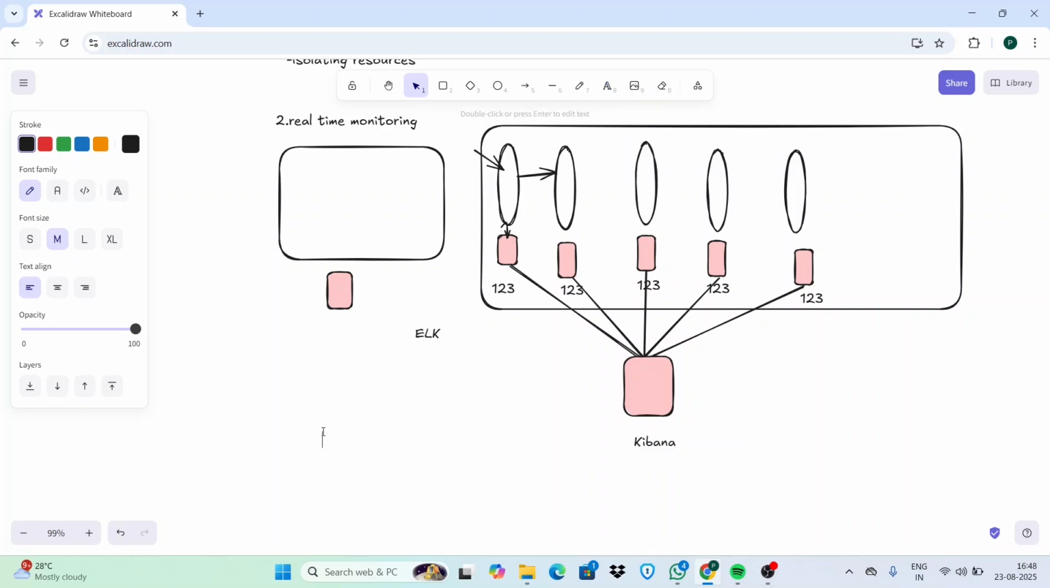So in Spring Boot, how is it implemented? Sleuth is there.